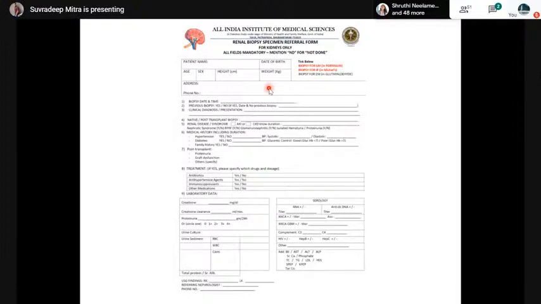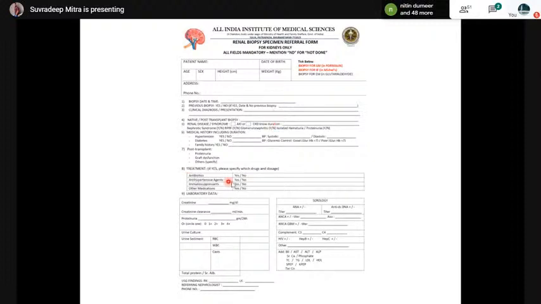the people who practice renal pathology tend to send this kind of form to the clinicians. It is kind of different from institute to institute, but they tend to have similar kind of information that we seek from the clinician for a proper interpretation.